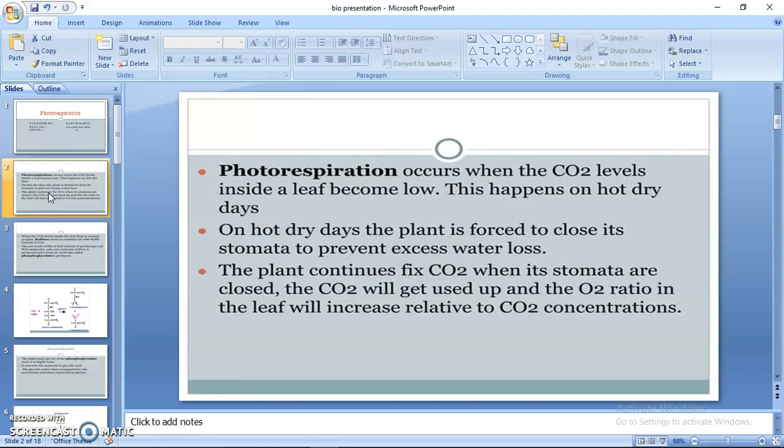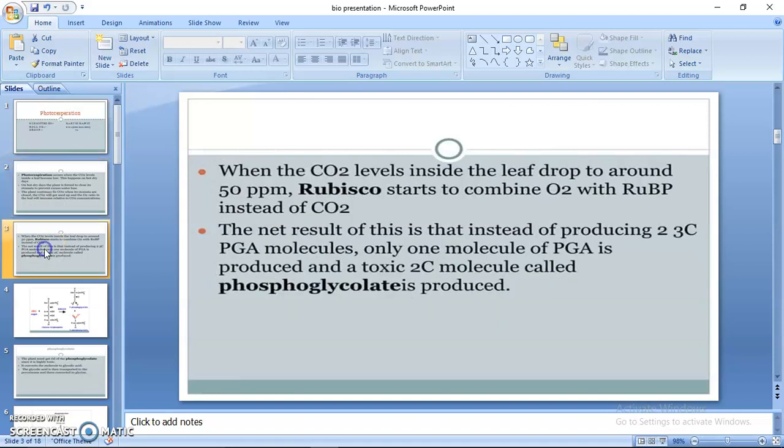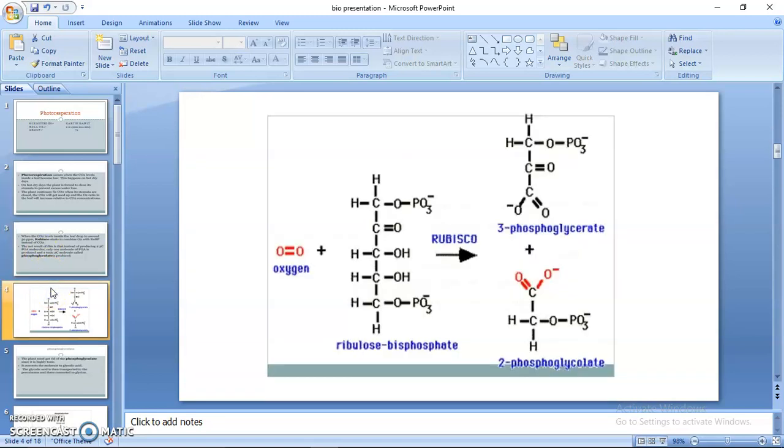The carbon dioxide will get used up, and the oxygen ratio in the leaf will increase relative to the carbon dioxide concentration. When carbon dioxide level inside the leaf drops to around 50 ppm, Rubisco starts to combine oxygen with RuBP instead of carbon dioxide. The net result is that instead of producing 2 to 3 PGA molecules, only one molecule of PGA is produced and a toxic 2C molecule called phosphoglycolate is produced. So this diagram shows the Rubisco reaction when there is less oxygen in the leaves.